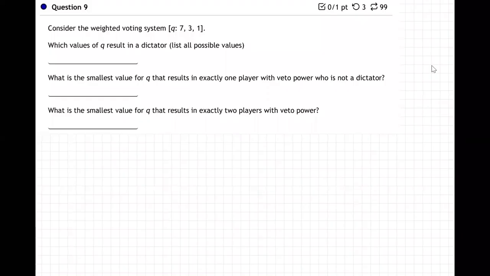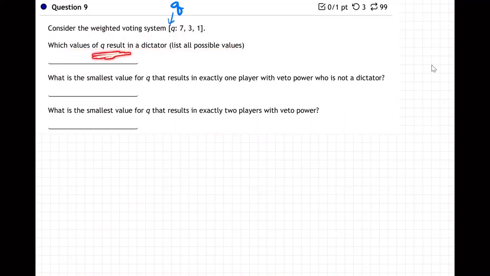Okay, so on this problem, it says consider the weighted voting system 7, 3, 1 with a Q, a quota here. So the question is, what can this quota be? Let's take a look. The first thing says, what values of Q result in a dictator? Now, you know what a dictator is, right? Somebody that has absolute power.